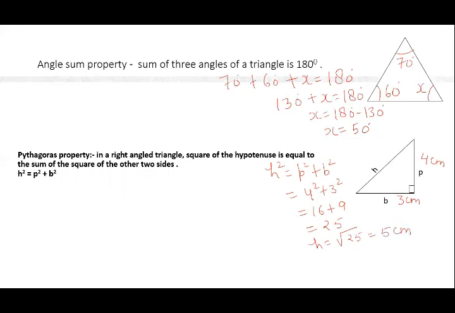So in a right angle triangle, if we are given two sides, then we can easily calculate the third side with the help of this formula, which is known as Pythagoras theorem. We have learned the relationship between the angles of a triangle. We have learned the relationship between the sides of a triangle. But till now, we have not learned any relationship between the sides and angles of a triangle.